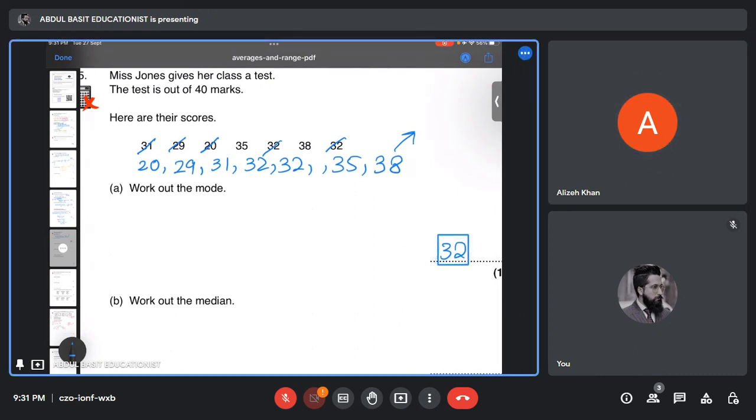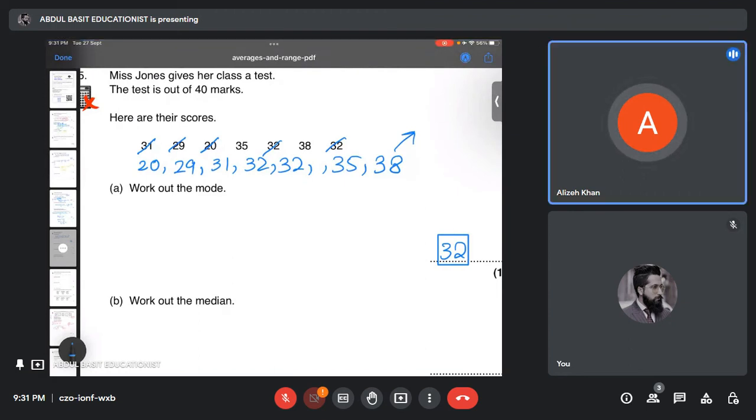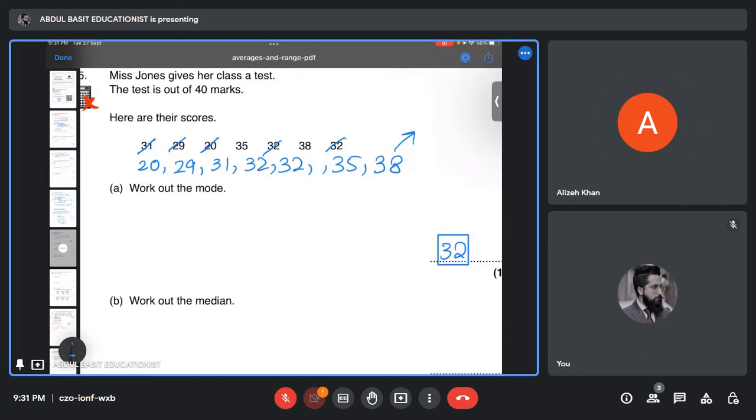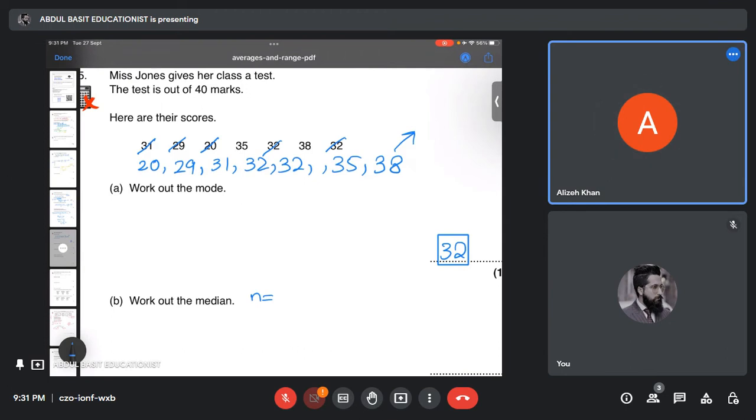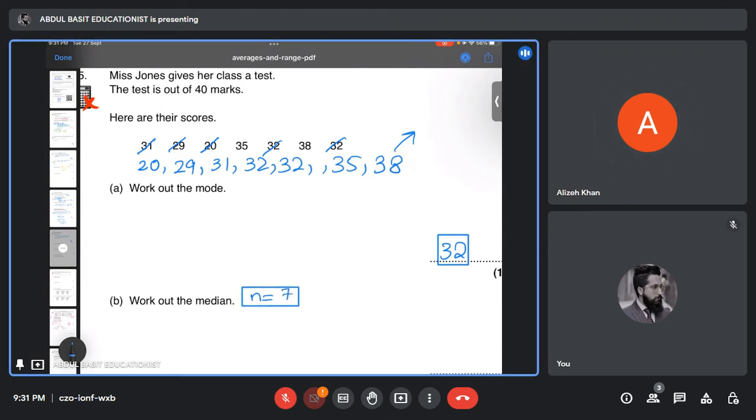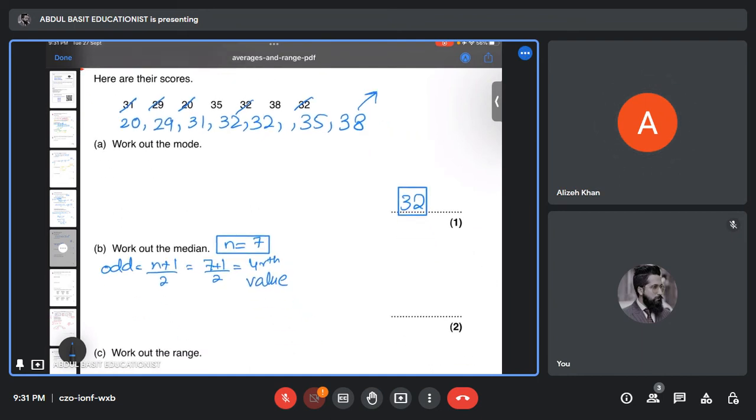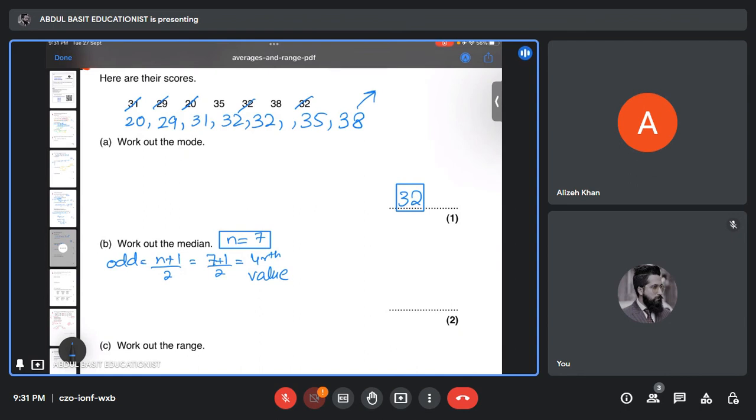So is the data even or odd? Count the values. It's odd, 7. And for the odd median, the formula is N plus 1, divided by 2. So 7 plus 1 is 8, and 8 divided by 2 is the fourth value. So which value is on the fourth place? Without arranging, you cannot find the median. So the fourth value is what? 32. The median is also the same.